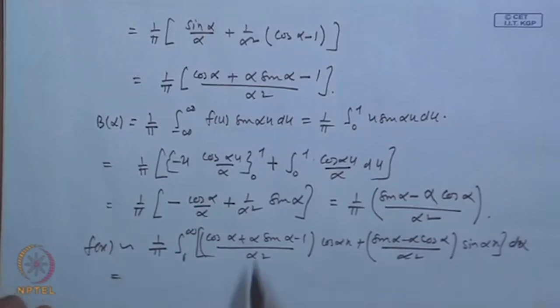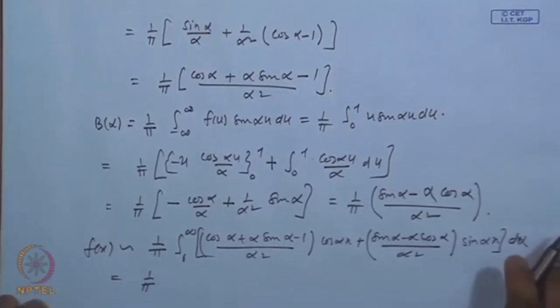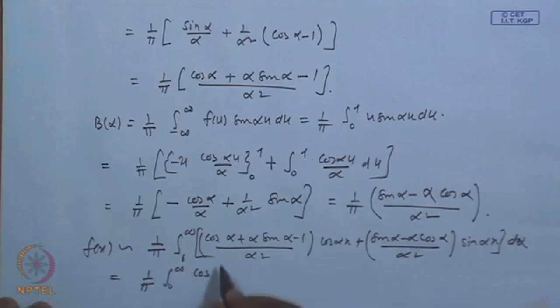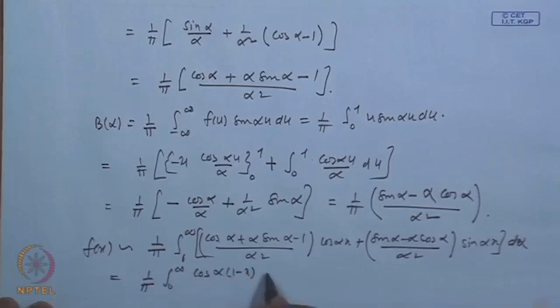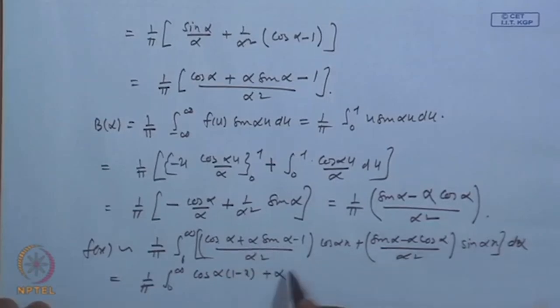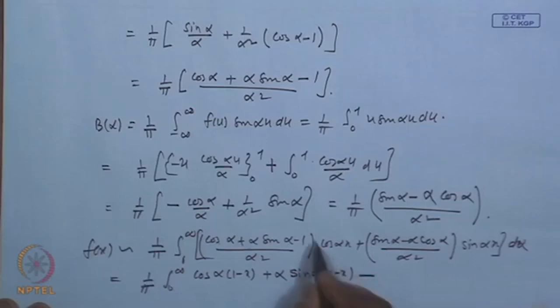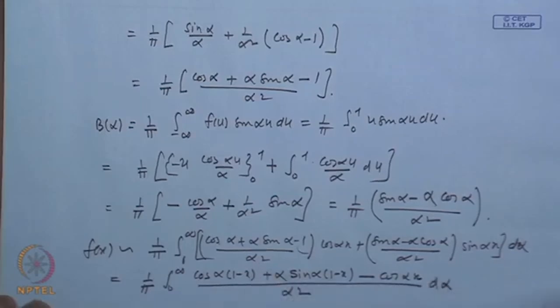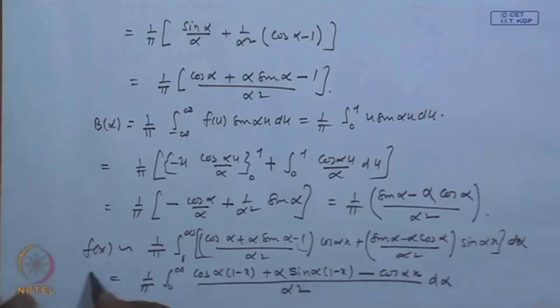So, we can combine this again, 1 over pi, integral from 0 to infinity, and this cos alpha x plus sine alpha x will give us cos alpha (1 minus x), and plus this alpha we take common, then we have sine alpha cos alpha x and cos alpha sine alpha x will give us sine alpha (1 minus x), and then minus cos alpha x, divided by alpha square, d alpha.